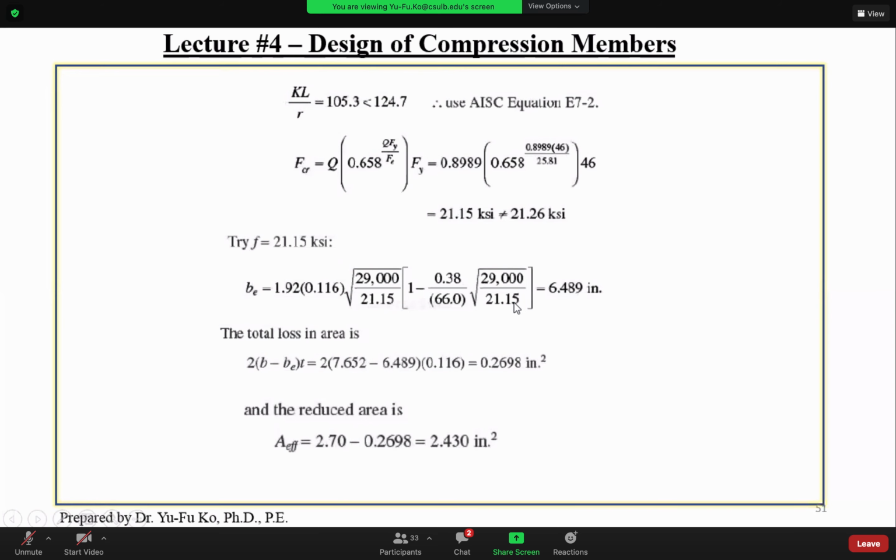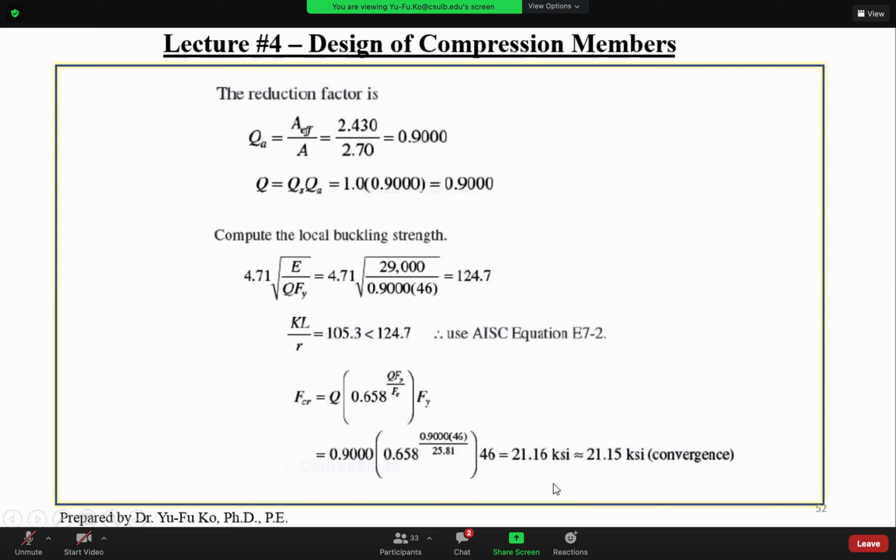You plug in the number here. Then you keep doing the same process. And now these two numbers converge very close. So this is the actual FCR happening inside the slender stiffened element, the actual stresses. So this is the number we need.